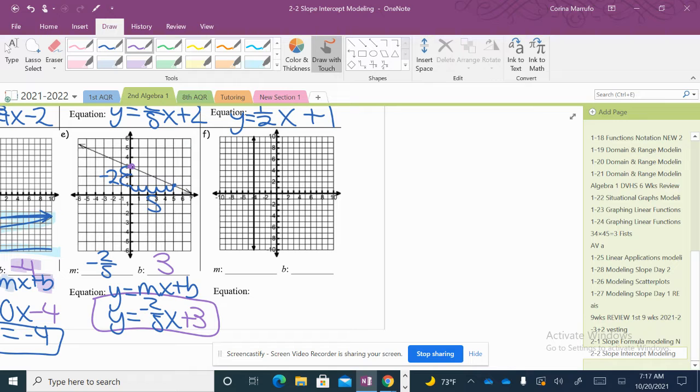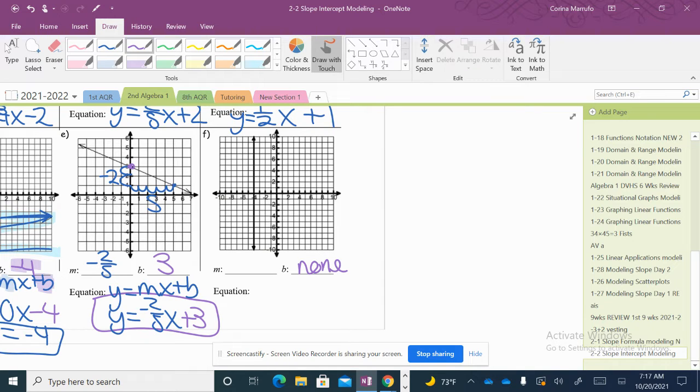So this one, if you notice, it does not cross the y-axis at all. In fact, it's a vertical line that goes straight up and down. So here our slope, I'm not going to write it just yet. Our y-intercept does not exist. We do not have a y-intercept. So here I'm just going to write none.